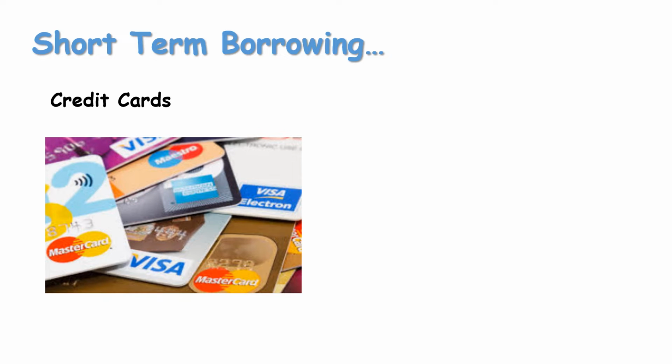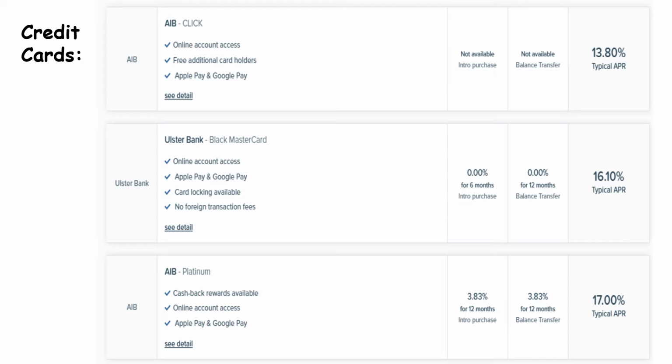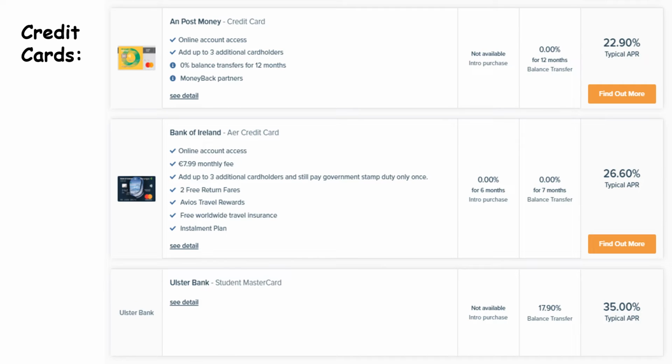If you look at very short-term borrowing, that would be things like credit cards. Credit cards charge a much higher rate because you're less likely to hold on to that money for a full year. So let's take a look at some typical APRs, again, annual percentage rates. We have the lowest one at about 13.8%. So that means for every €100 you borrow, you're paying back €113.80. But they get big very quickly. So you can see here, 35%. So you borrow €100 over the year, you pay them back €135. So an extra €35.